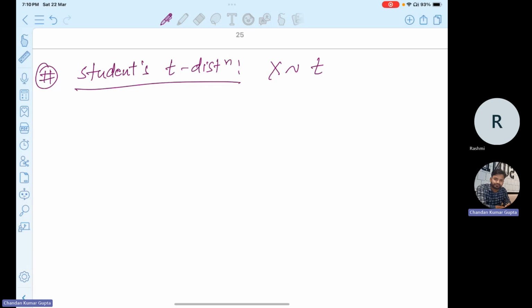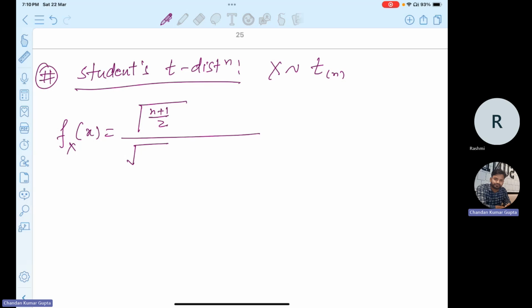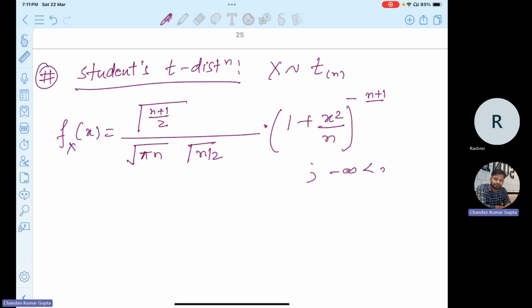Suppose here x is a random variable which follows the t distribution with, again, degree of freedom small n. Then in that case the PDF of this is gamma of (n plus 1) by 2, divided by square root of pi n and gamma of n by 2, then 1 plus x square by n to the power minus (n plus 1) by 2. And here the support of x is minus infinity to infinity. So this is the PDF of the student's t distribution.